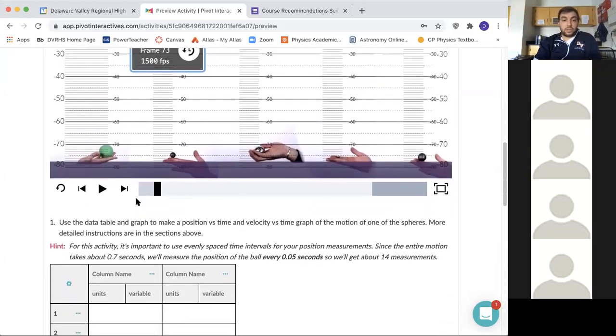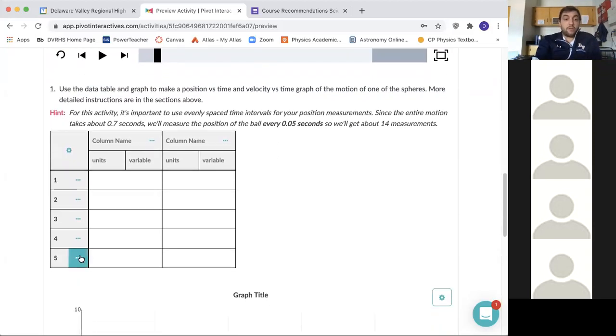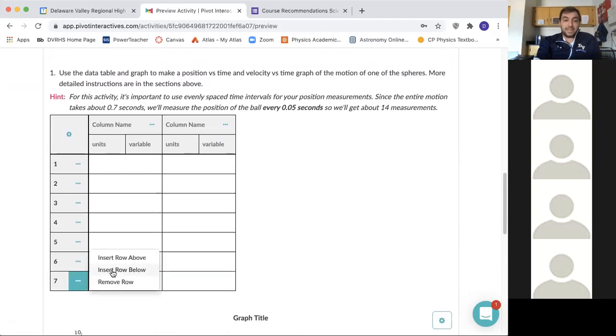So it says to use the data table and graph to make a position versus time and velocity versus time graph of the motion of one of the spheres. More detailed instructions are in the section above. For this activity, it's important to use evenly spaced time intervals for your position measurements. Since the entire motion takes about 0.7 seconds, we'll measure the position of the ball at regular intervals so we get about 14 measurements. So the first step is to insert rows below until we have 14 data points.